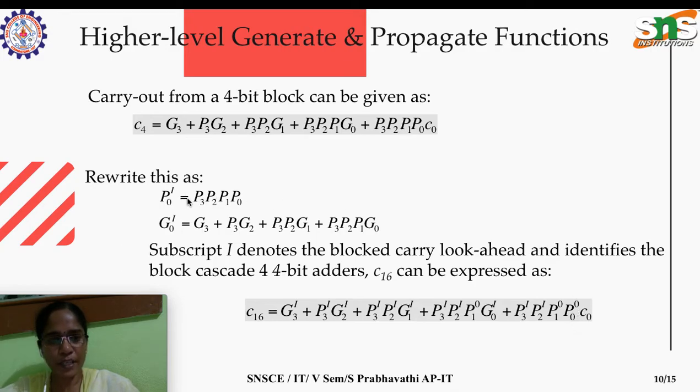So P naught of I is nothing but something we need to recalculate again, because we are doing it for 16 bit additions. This single P naught of I will take one gate delay for this operation, and this single G naught of I will take 2 gate delays because AND and OR operations are involved. The AND operations are done in one gate delay, and the OR operation takes one more gate delay, totaling 2 gate delays, and for this, one more gate delay.